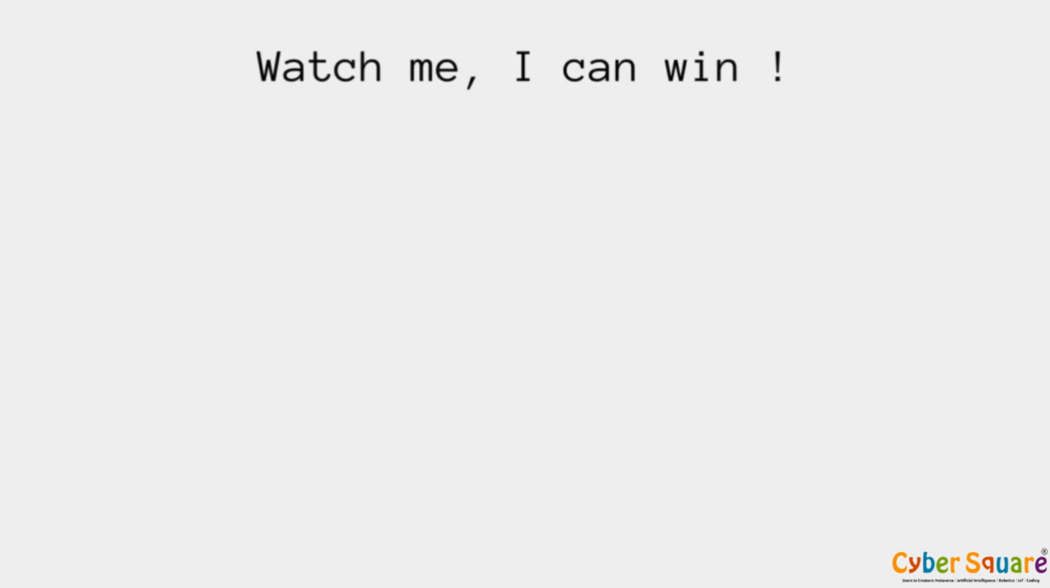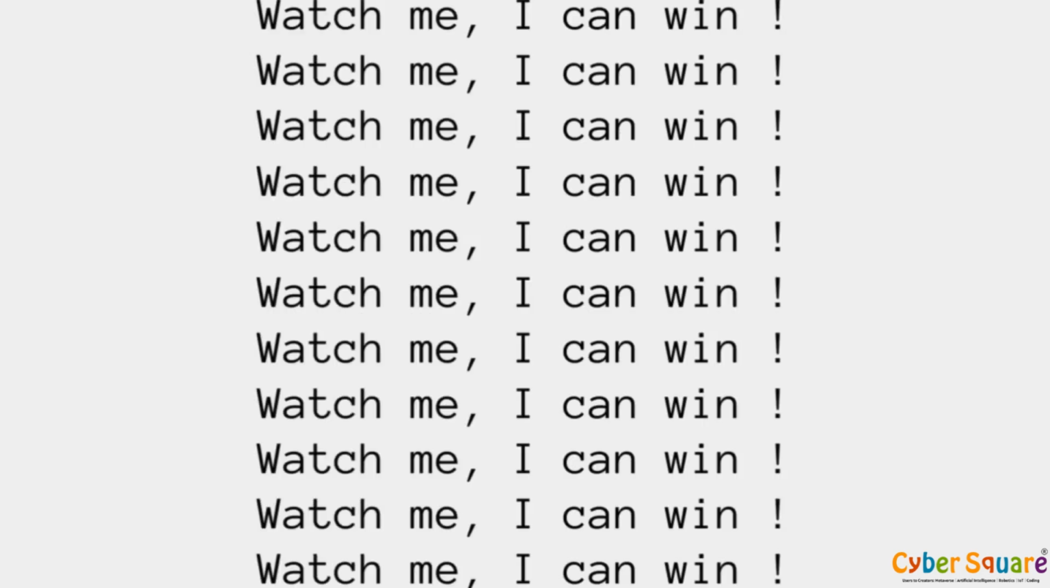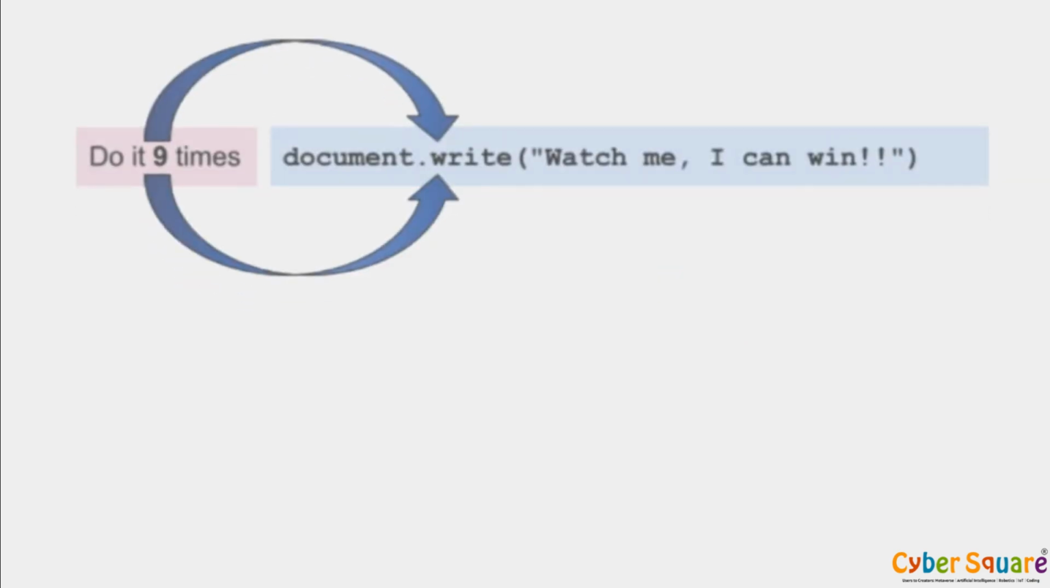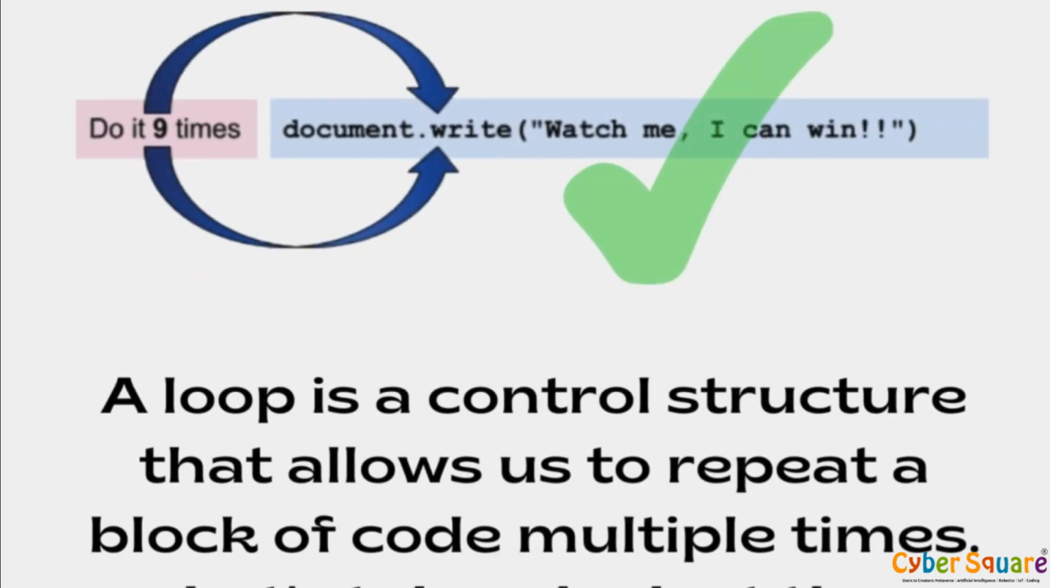Let's dive in. Suppose you want to print the phrase, "Watch me, I can win," multiple times. Instead of writing it out multiple times, we can use a loop. A loop is a control structure that allows us to repeat a block of code multiple times.